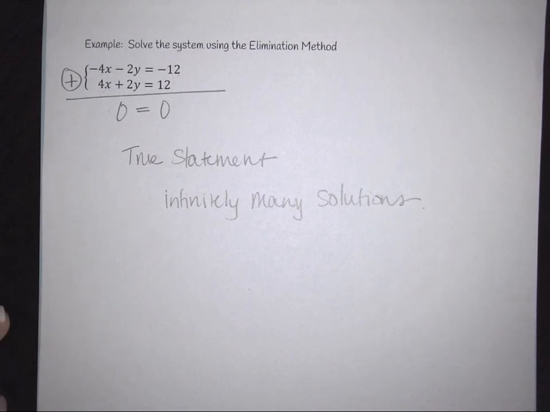So that's what the elimination method looks like if you either A, have a one solution system, B, have a false statement or no solution system, or C, have an infinitely many solution system.